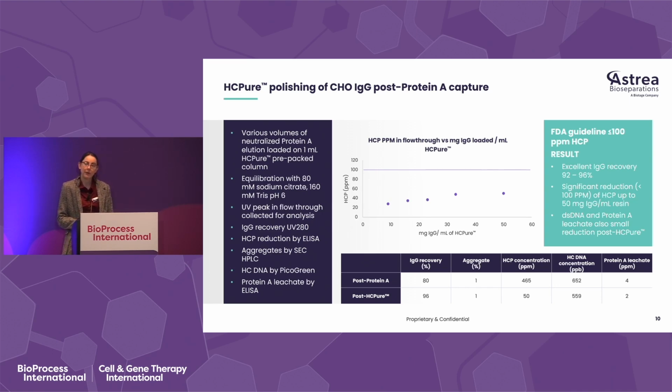So in this experiment, we loaded that neutralized CHO IgG with a variety of loadings between 10 and 50 mg of IgG per mL of HC Pure. And we saw that even up to 50 mg of IgG being processed on 1 mL of HC Pure, we still managed to get way below that 100 ppm threshold. We also did a panel of other impurity tests for this experiment, looking at aggregates, host cell DNA, and protein A leachates. And we had excellent recovery by the end of just a single polishing step.